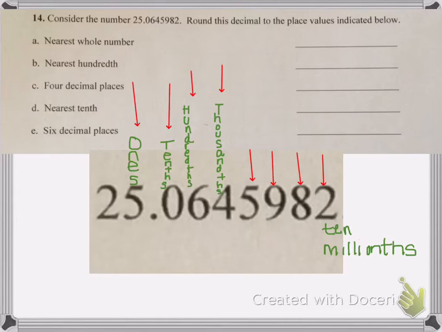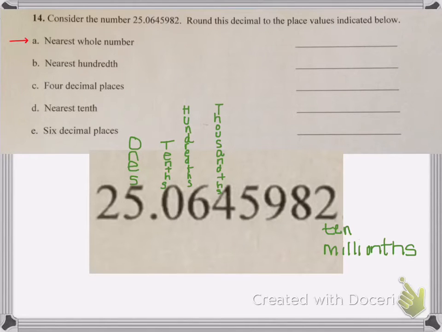So if I really wanted to say this number accurately, I would say 25 and, because "and" is the word you use for the decimal point, so it would be 25 and 645,982 10 millionths. Okay, now that we've named it properly, let's start doing our rounding. So part A, we want to round to the nearest whole number.